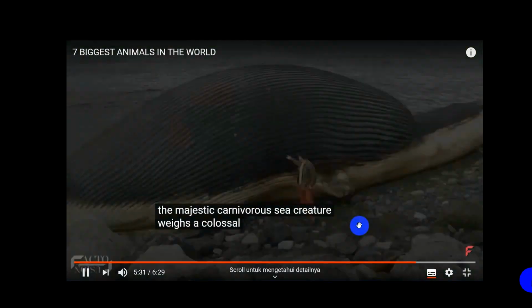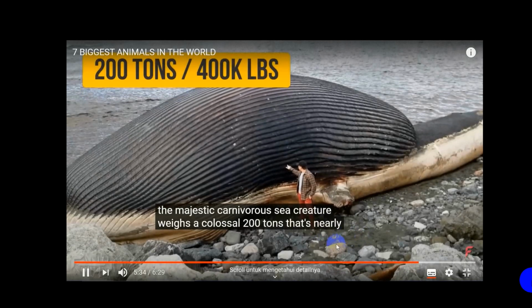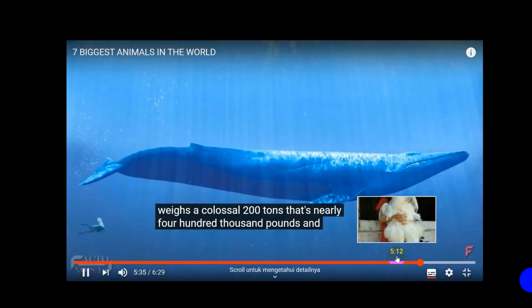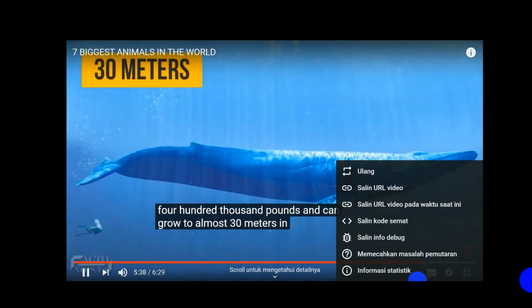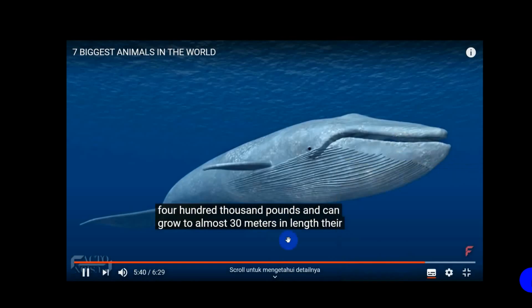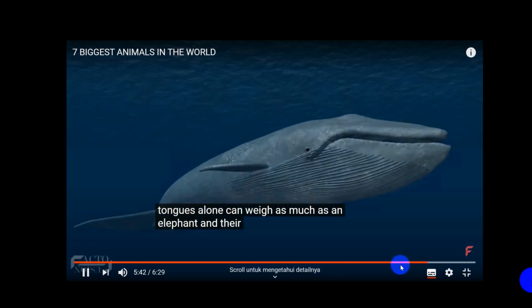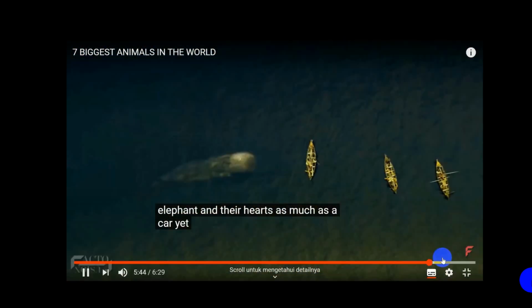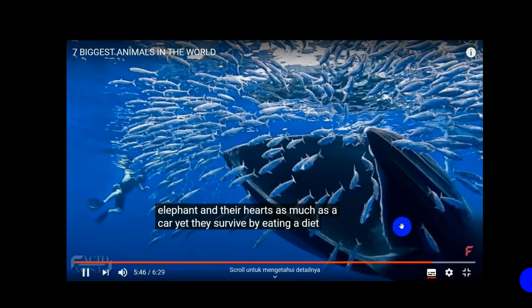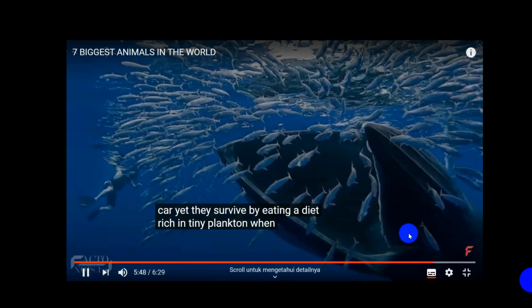Sea creature weighs a colossal 200 tons. That's nearly 400,000 pounds and can grow to almost 30 meters in length. Their tongues alone can weigh as much as an elephant, and their hearts as much as a car. Yet they survive by eating a diet rich in tiny plankton.